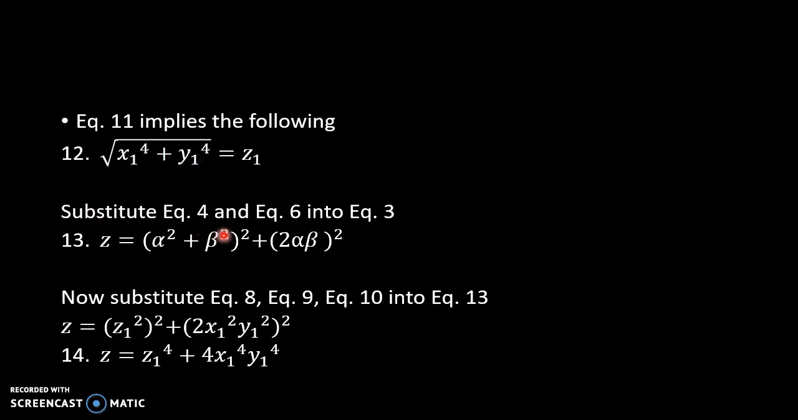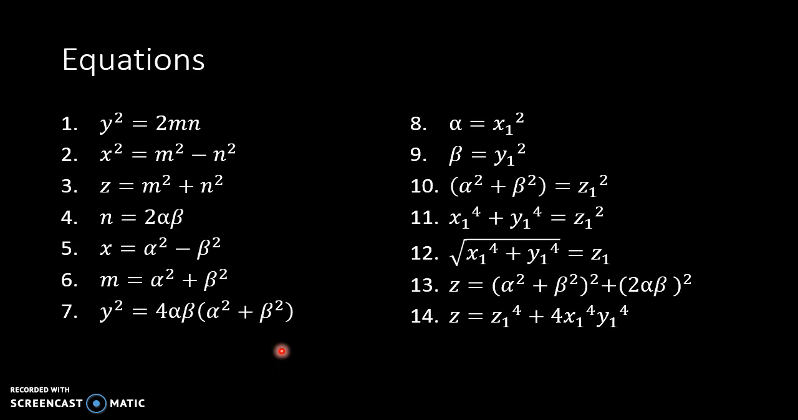Next, we will substitute equation 4 and equation 6 into equation 3. And we'll see that z equals alpha squared plus beta squared, squared, plus 2 alpha beta, squared. Now we substitute equations 8, 9, and 10 into equation 13. And it yields that z equals z1 to the fourth plus 4 x1 to the fourth y1 to the fourth. We now have these 14 equations, and we will particularly be looking at equation 12 and equation 14.